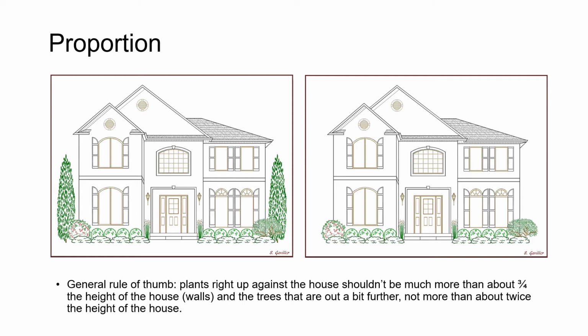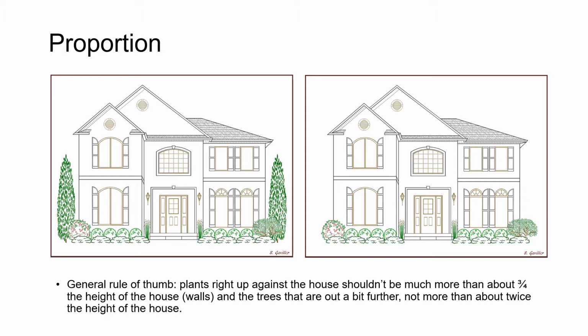Here we've got two diagrams of the same two-story house. The general rule of thumb for the scale of plants that are planted right up against the house is that they shouldn't be much more than about 3/4 of the height of the house walls. For trees that are planted further out or away from the house, ideally they shouldn't grow to more than about twice the height of the house, if the trees and the house are going to look in proportion to each other. The idea is to make the house look as if it belongs to the landscape, not to have it look as if it's floating or was just plopped there from outer space.